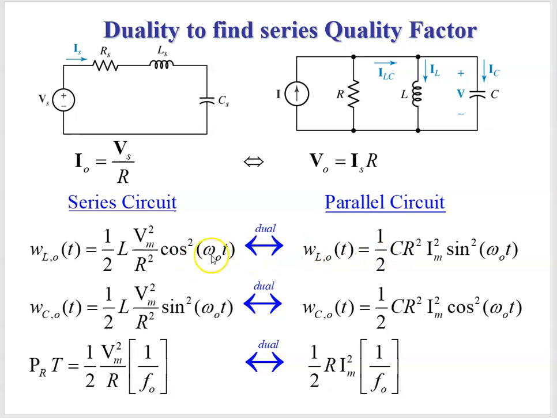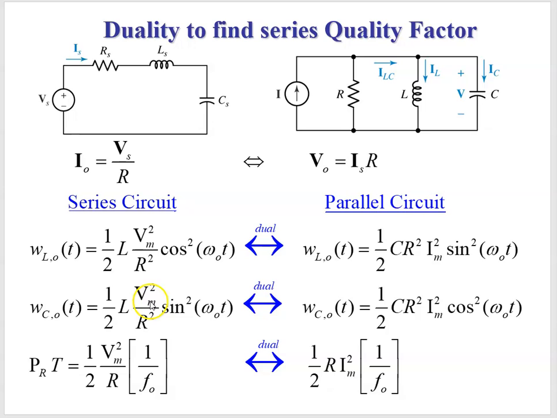And you can show that they're the dual of each other. The dual of L is C, the dual of R is 1 over R, and the dual of our sine is our cosine, and the dual of Vm is Im. I don't know if I said that. So similarly, we can do the same for our capacitor and energy stored in the capacitor.